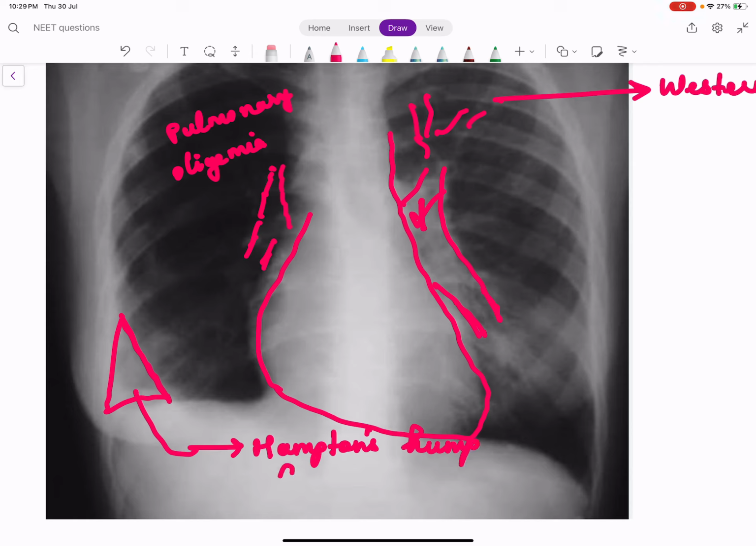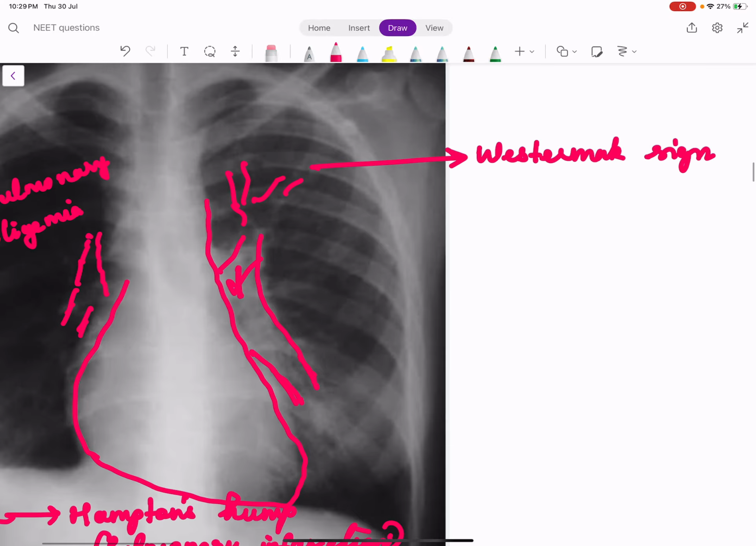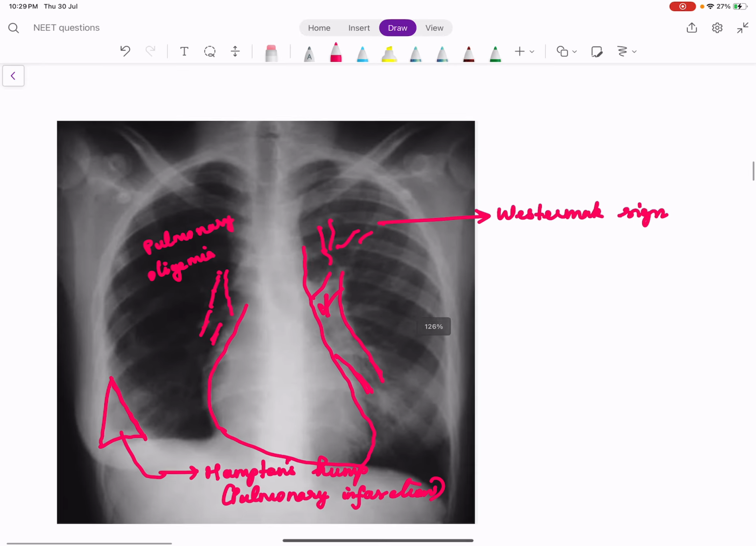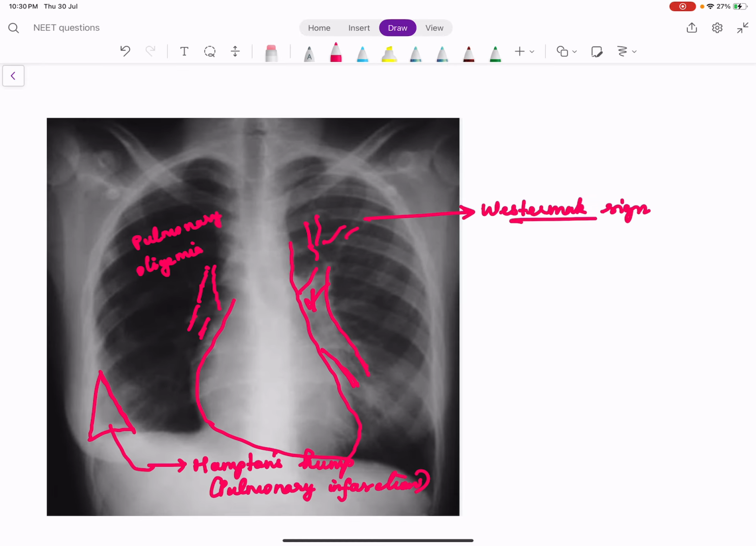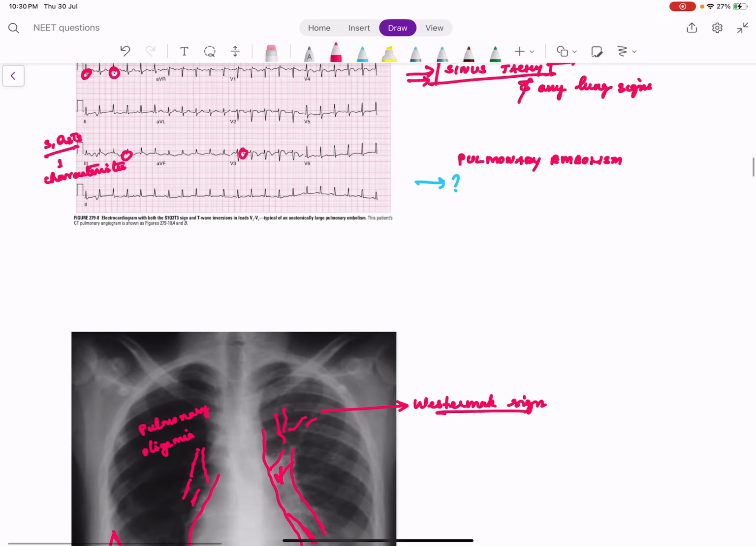It occurs due to pulmonary infarction. This pulmonary infarction leads to hemoptysis. So one presentation of pulmonary embolism is hemoptysis. There are other signs like Palla sign, etc., but these are two very important signs. Westermarck sign is pulmonary artery cutoff. Hampton sign is pulmonary infarction causing a hump-like opacity.